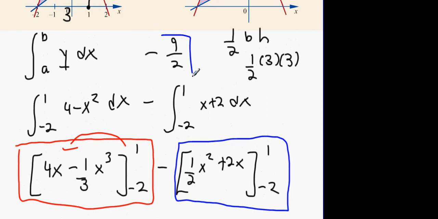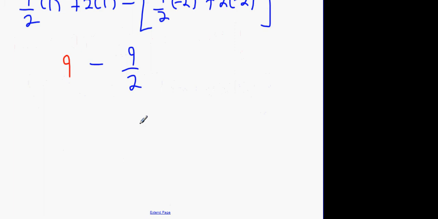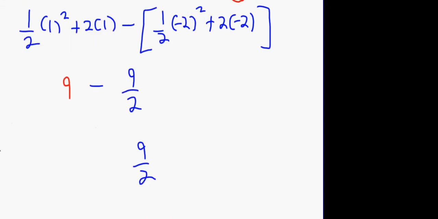It should be 9 over 2 because we already got it for our half base by height. So it has to be 9 over 2. Now guys, 9 minus 9.5 or 4.5 is 4.5, which is 9 over 2. The answer to this question is 9 over 2. Is that the answer to the back, Simon? Yeah, okay, 9 over 2.